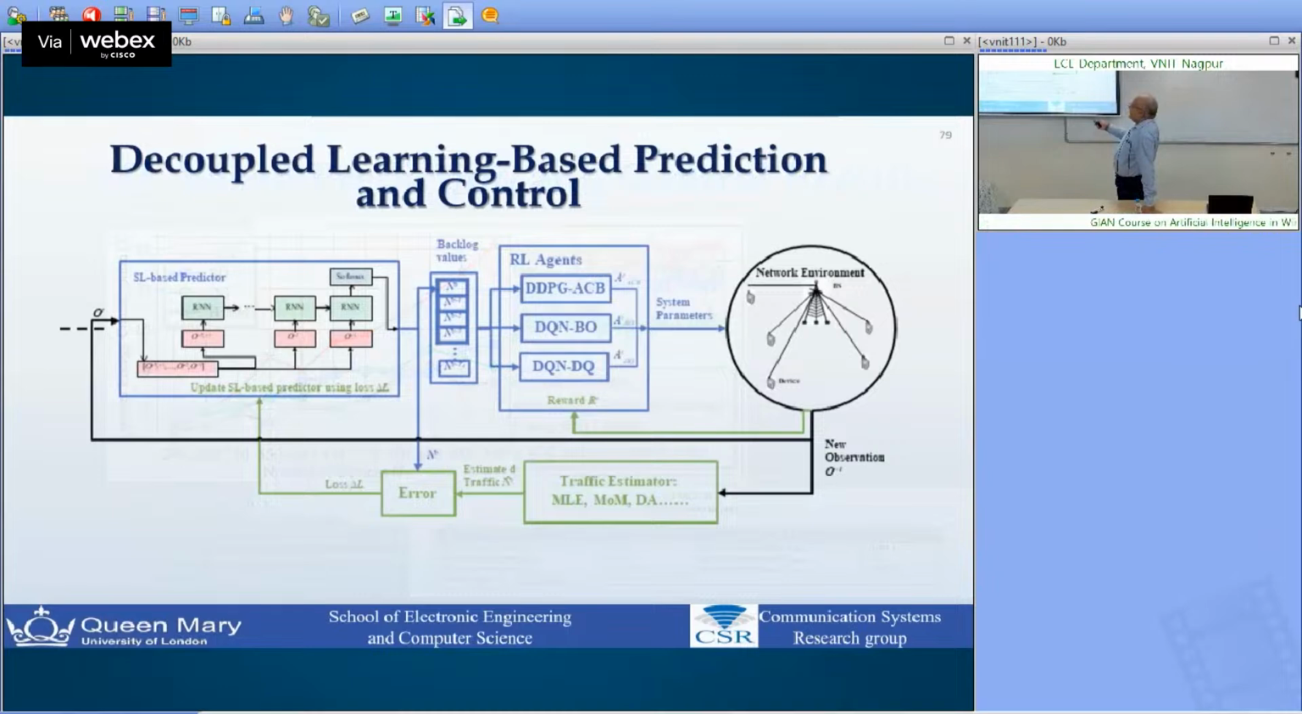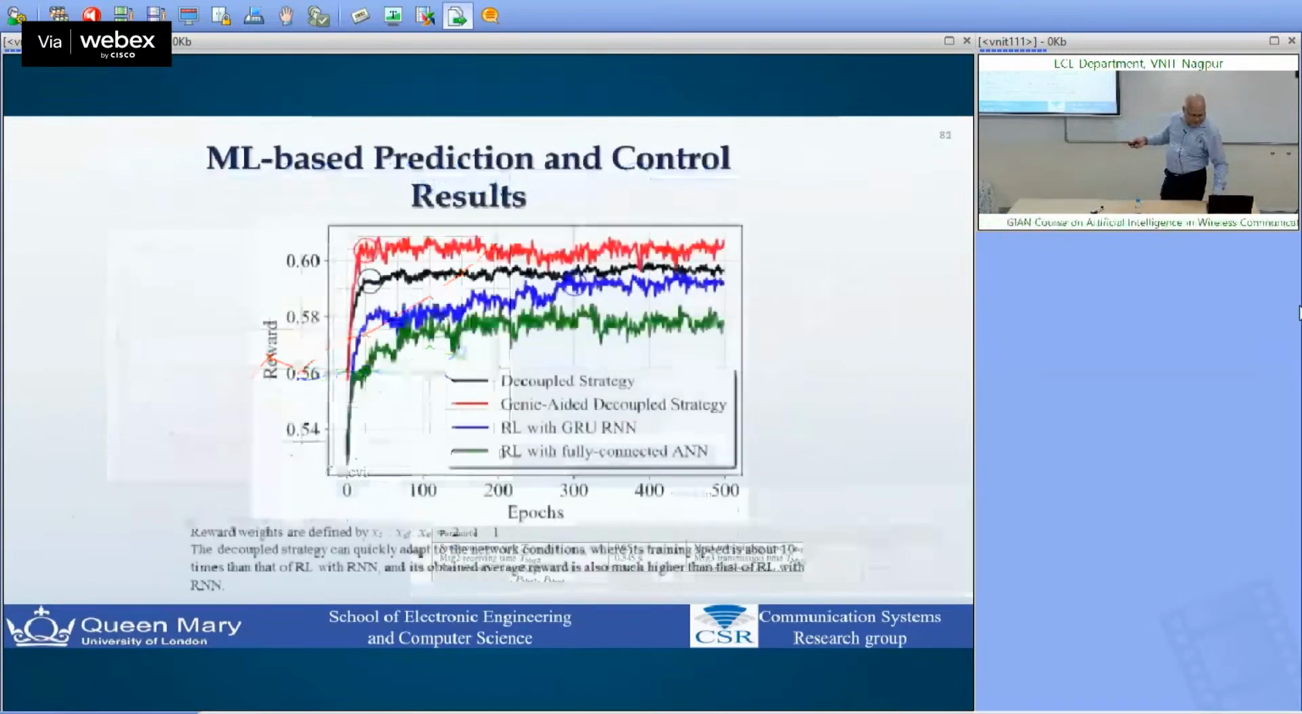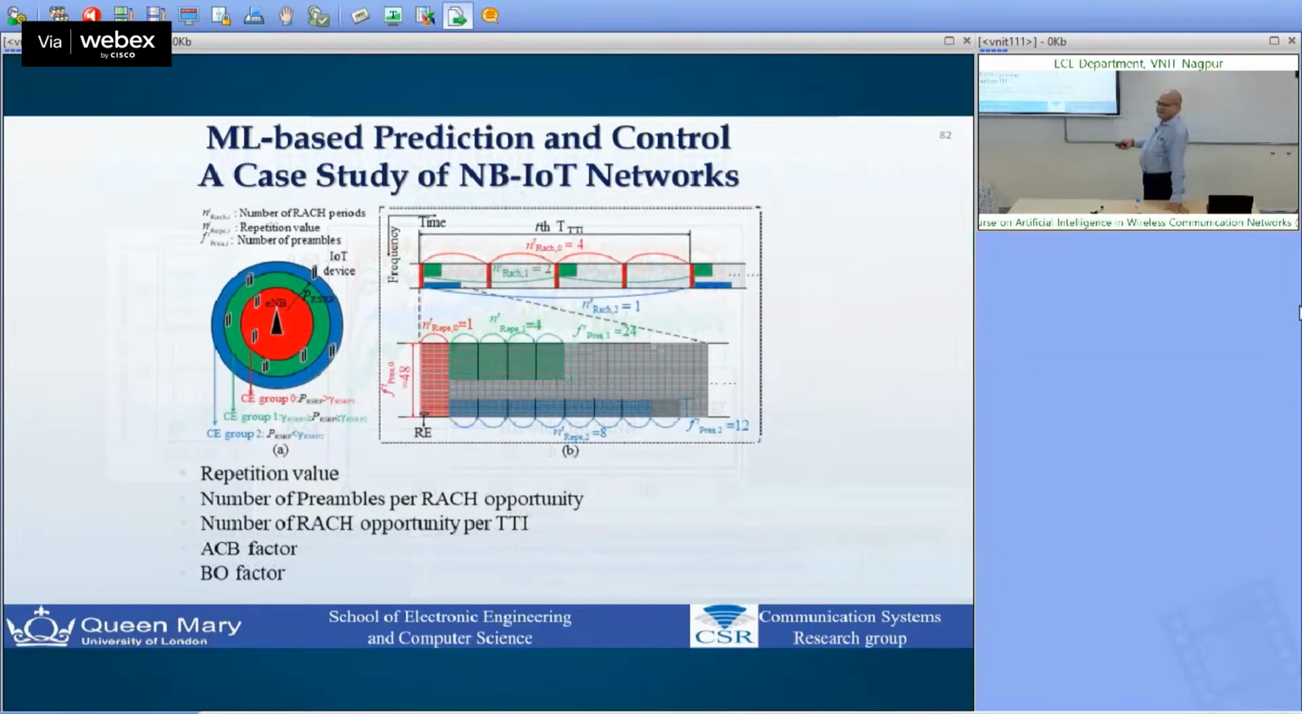So this one is for any wireless network. Now I am going to consider narrowband IoT. Yesterday we just considered narrowband IoT, but we haven't considered access control. In a practical scenario, we must have both. For narrowband IoT, practically we have to control 9 parameters and other random access control parameters. So now I am going to consider 14 parameters.